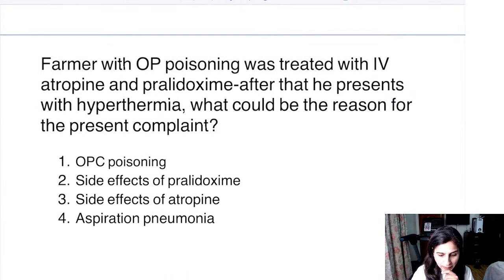So, next question from ANS. A farmer with OP poisoning, organophosphate poisoning, was treated with IV atropine and pralidoxime. After that, he presents with hyperthermia. What could be the reason for the present complaint? Whether it is the OP poisoning, the side effects of pralidoxime, the side effects of atropine, or aspiration pneumonia? What could be the reason? Hyperthermia.